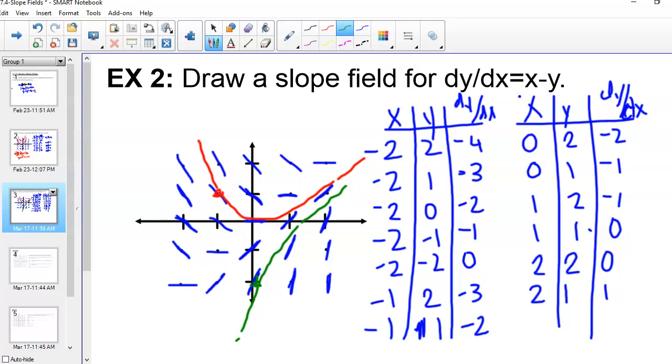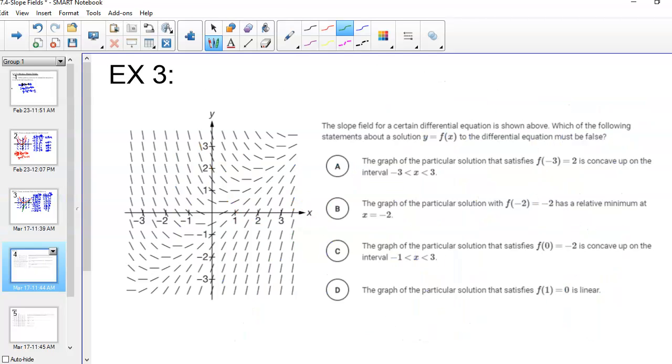Okay, so some of these problems you will have to create a slope field. There will be others that will be multiple choice where you have to examine a slope field and talk about the answer. So let's look at a couple of those. Here, for example 3, they give us a slope field, and this slope field is much more detailed than the ones we just made. It has a lot more points than we had, and it tells us the slope field for a certain differential equation is shown above. Which of the following statements about the solution y equals f of x to the differential equation must be false?